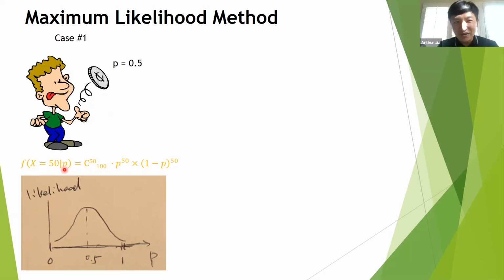This is the likelihood function. The likelihood function is equivalent to the joint probability: given p equals 0.5, what's the chance for this guy to see 50 heads out of 100 tosses? So this is the probability of that. Now, if you let p equal 0.5, you can get a value for this function, you can calculate this joint probability or likelihood function.